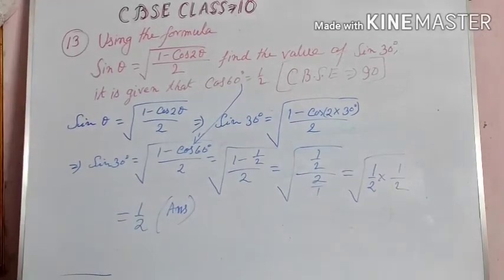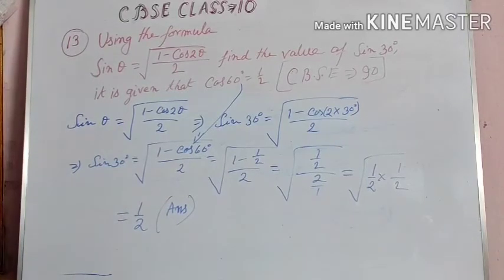So sin 30 is equal to half. This is your answer. This question is very easy.